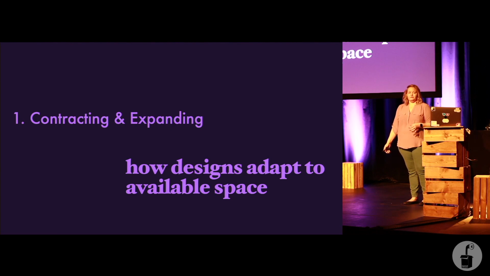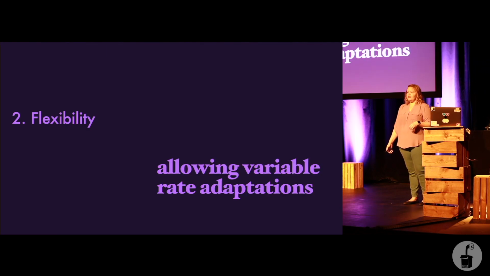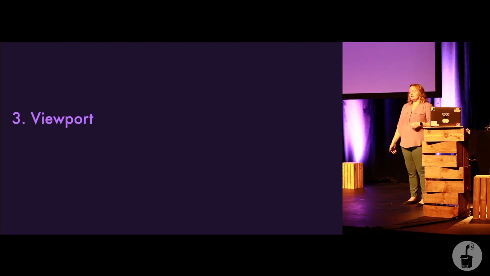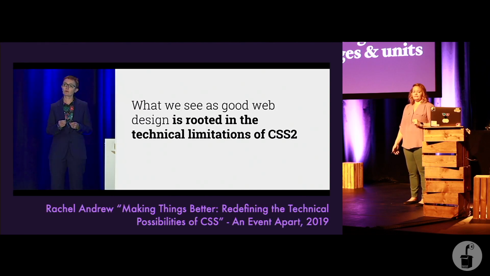Number 1, contracting and expanding, which is the way we consider how our designs will adapt to a change in available space. Number 2, flexibility, which is about primarily using grid, flexbox, and newer functions and units as a way to enable our layout to adapt at variable rates to the change in available space. And number 3, the viewport, which is about considering all sides of the viewport and taking advantage of viewport units.